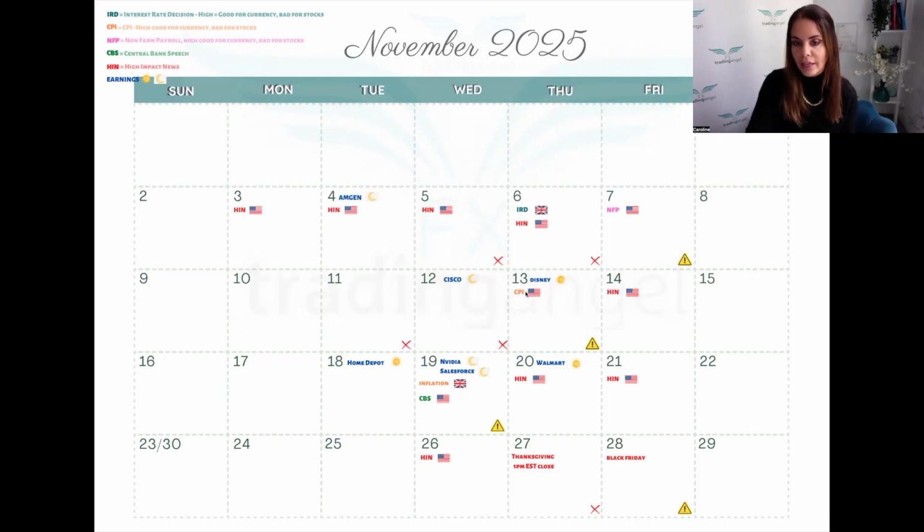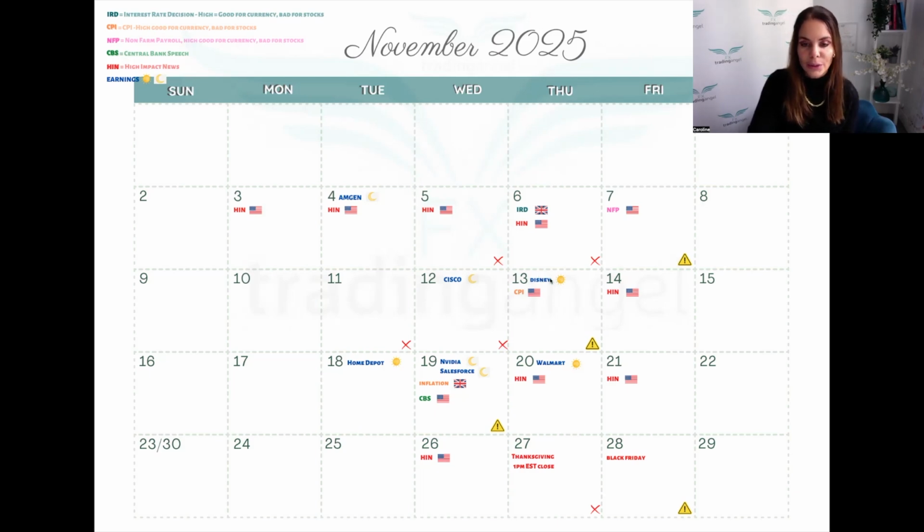On Thursday, we have CPI, which will be an hour before the market opens. We also have Disney releasing their earnings before the market opens as well. So I would like these both to be pointing us in the same direction. That doesn't mean I'm going to get what I want, but it makes my job as a trader a lot easier if everything's pointing in the same direction.